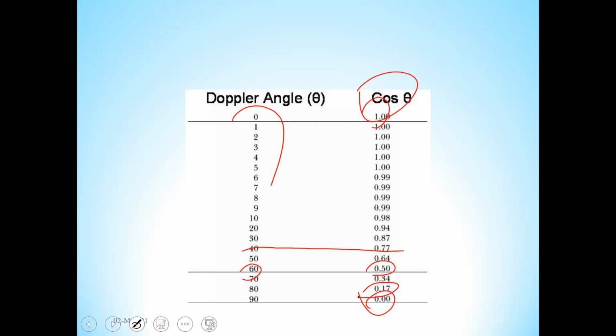So in this case, if we increase the angle between the incident sound wave and the direction of movement of the blood, then we will get a lower Doppler shift, and vice versa.